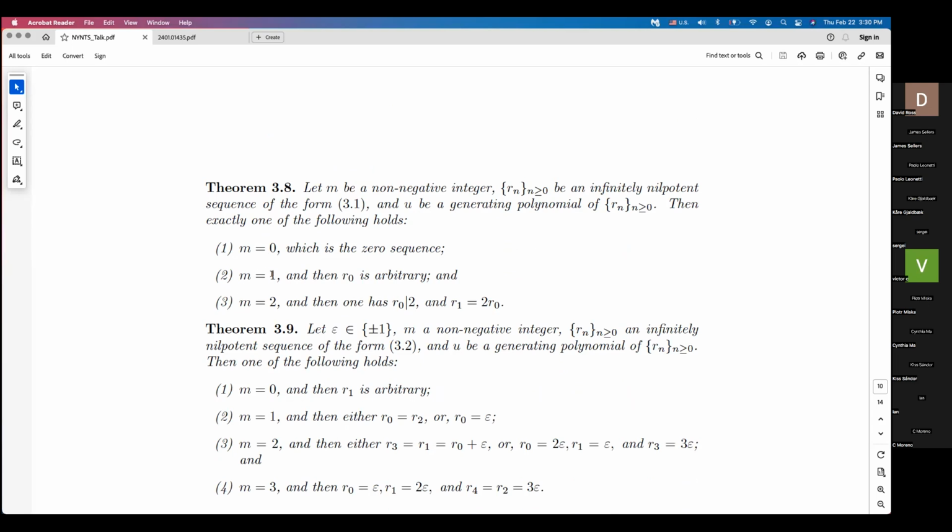Or m is equal to 1. So there is an R0, which can be arbitrary. I guess if I am careful about this, then I should say arbitrary, but not equal to 0. Otherwise, m equals 1 and m equals 0 are the same thing. So I should add that R0 is not equal to 0. And then m equals 2. In that case, one has to be a bit more careful because not everything will go there. R0 definitely has to divide 2. So all the possibilities of R0 lie between plus and minus 1, plus and minus 2. And R1 has to be 2R0. So the number of these sequences when m is equal to 2 is finitely many.